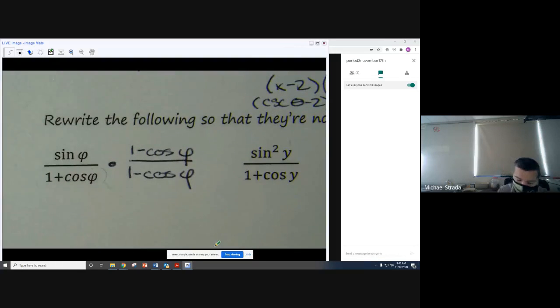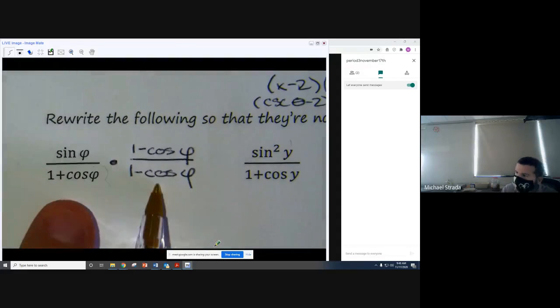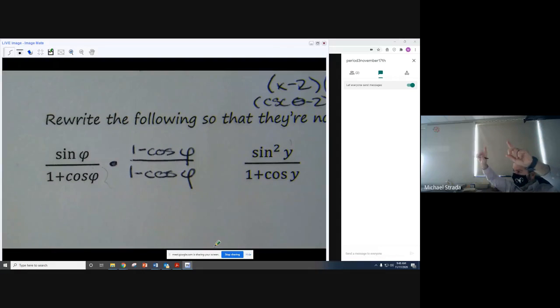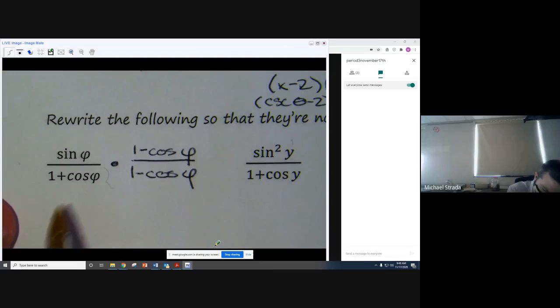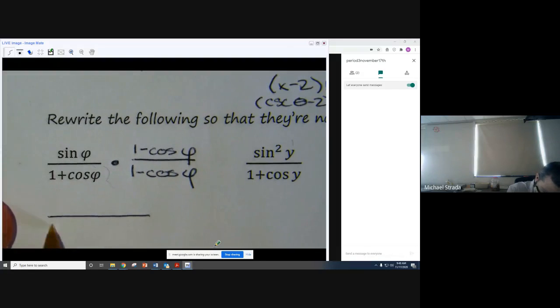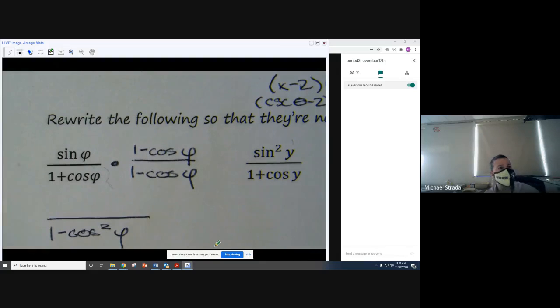The conjugate. All right. Everybody understands when we multiply by the conjugate, the outers and the inners cancel out. So my new denominator is going to be 1 minus cosine squared of that expression.